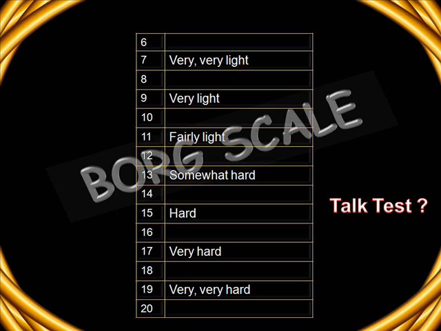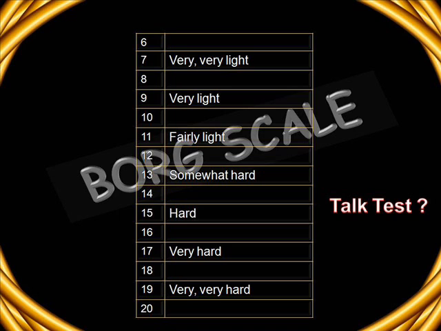7 points means the patient feels the exercise that he has done is very, very light. 9, very light. 11 points, fairly light. 13, somewhat hard. 15, a hard effort. 17, very hard effort. 19 means he feels very, very hard. 20 is the maximum. So, the patient is given this scale and asked to rate what he felt about the exercise he has done. And that rating is used to quantify the intensity of the effort that he has done.